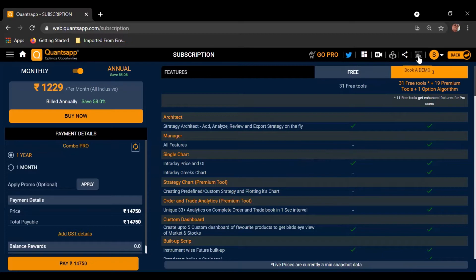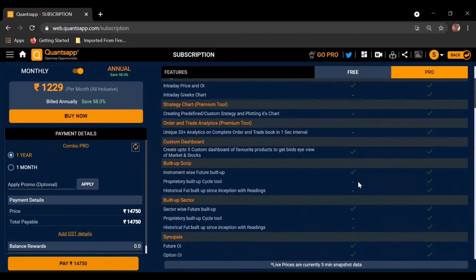You also have something called a live demo where they will demo the website to you. I thought that was really cool. But let's look at what the difference is between the free version and what tools you get when you sign up for the pro version. One thing that I really liked during my trial was something that's only available on the pro version, not on the free version: the built-up script and built-up sector.